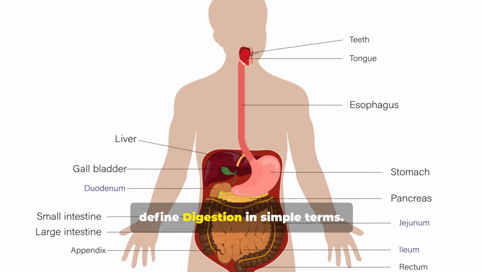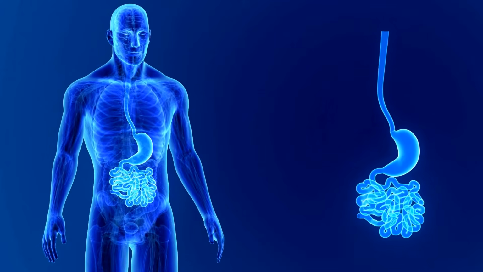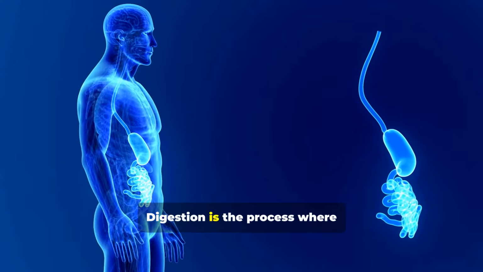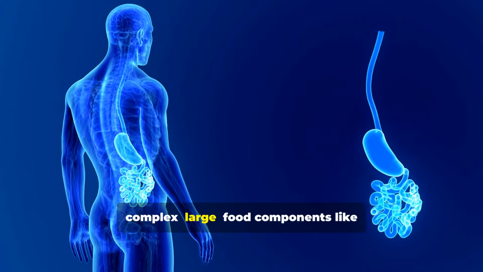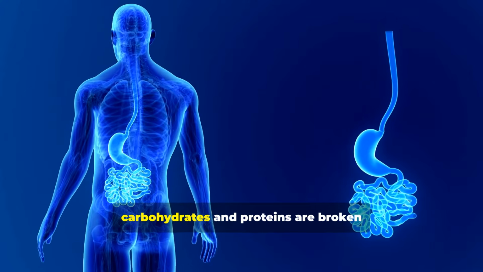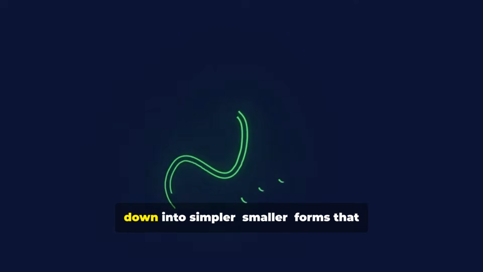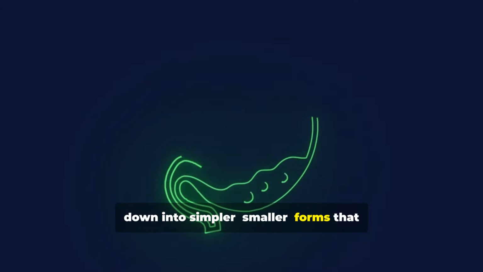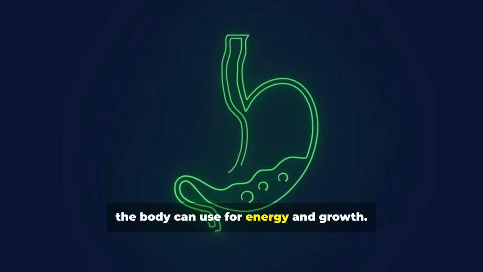Very good. Now define digestion in simple terms. Digestion is the process where complex, large food components like carbohydrates and proteins are broken down into simpler, smaller forms that the body can use for energy and growth.